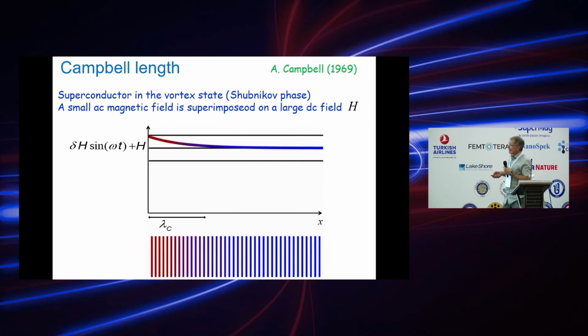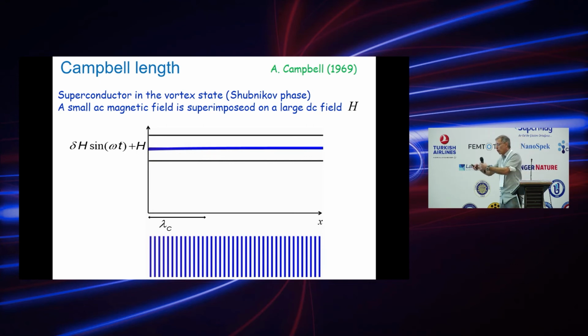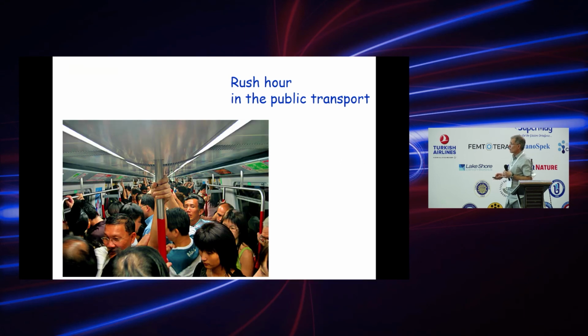So what is Campbell length? It's the same as London penetration depth, and it's measured in such a case. You apply small AC field. The difference is that you already have large DC field, so you try to push a little bit of field when there are already vortices present. So it reminds the thing in the public transport. Don't do it at Corona time. You try to push people in the bus, and it's very hard because people inside are pinned, and people inside actually don't even notice that something is getting pushed from outside. So the force decays exponentially.